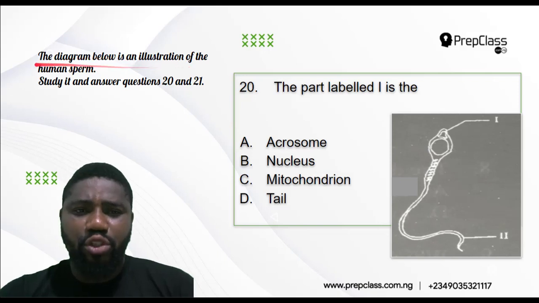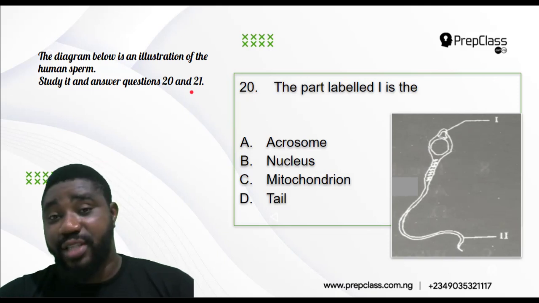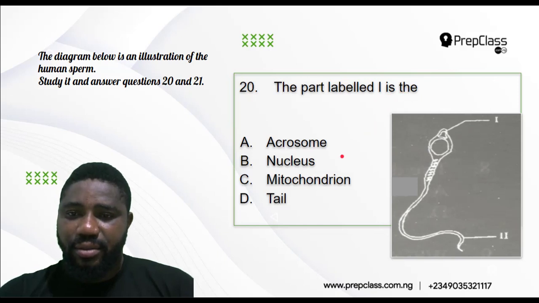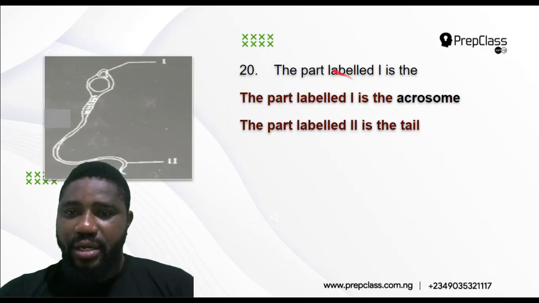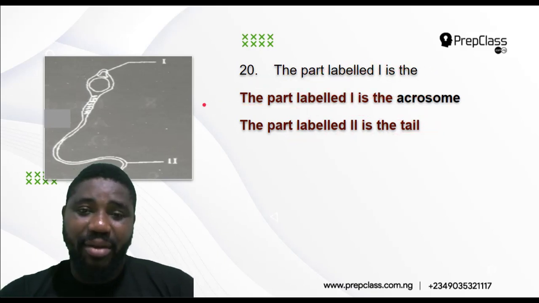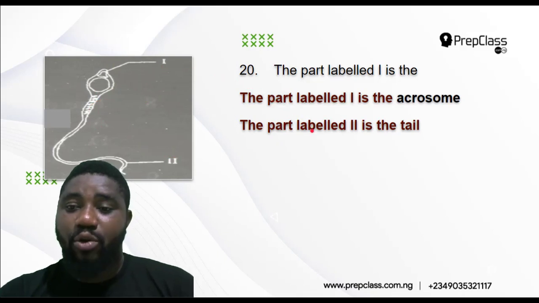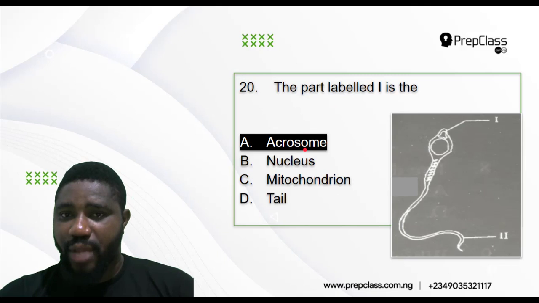20. The diagram below is an illustration of the human sperm. Study it and answer questions 20 and 21, but we'll be using it to answer only question 20. The part labeled 1 is the acrosome, is it the nucleus, is it the mitochondria, is it the tail? The part labeled 1 is the acrosome. The part labeled 2 is the tail. Those are the only two parts they ask us to label. So the correct answer is acrosome.